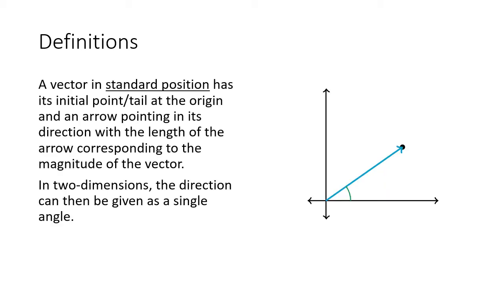Now, in standard position, we usually consider our vectors to have their tail or their initial points at the origin. And this is true whether we're in 2 dimensions, as in this image, or in 3 dimensions. We still consider standard position to be when the vector has its tail at the origin. Then the length of the arrow corresponds with its magnitude, and the direction is given by that arrow. In 2 dimensions, that direction can be given by a single angle, and is related to polar coordinates, which you probably want to review if you're still a little rusty on those.